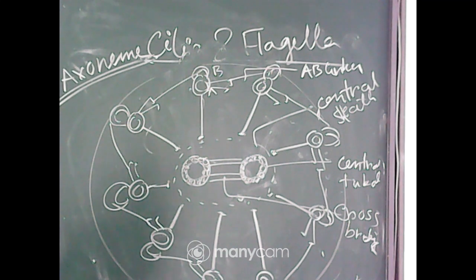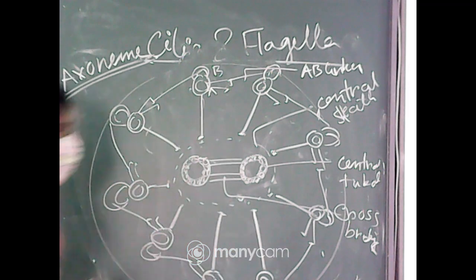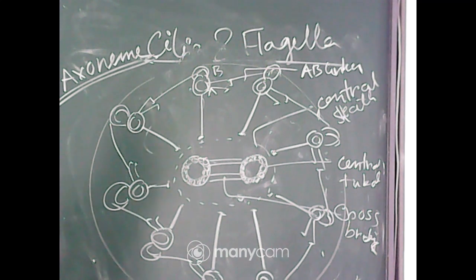Okay. So these are the different parts, and what are these structures? As I have mentioned, these are radial spokes. Okay. So that is the ultrastructure of cilia and flagella.